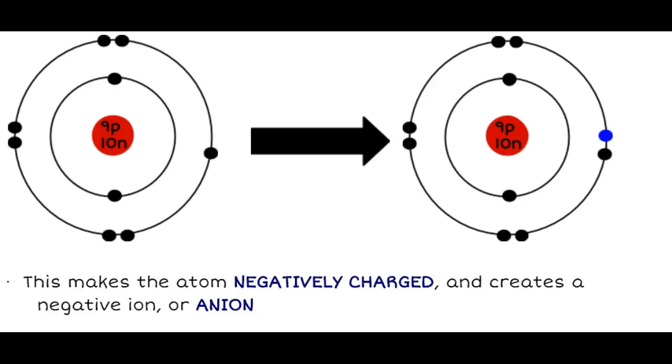So one of the last things we need to do is know what the name is for these negatively charged ions, right? If the atom becomes negatively charged, then it has a special name, and that special name is an anion. So cations are positively charged, and anions are negatively charged.